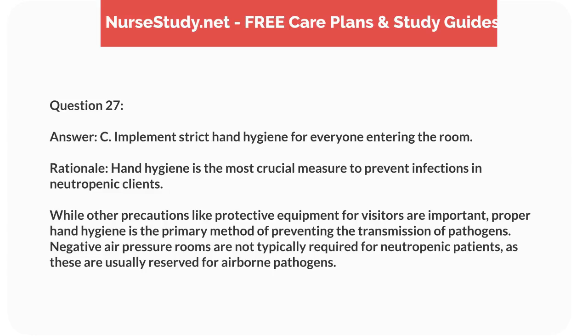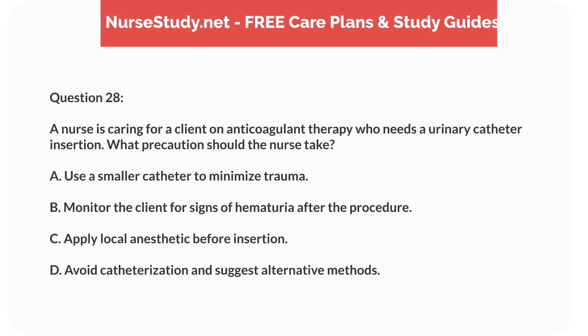airborne pathogens. Question 28. A nurse is caring for a client on anticoagulant therapy who needs a urinary catheter insertion. What precaution should the nurse take? A. Use a smaller catheter to minimize trauma. B. Monitor the client for signs of hematuria after the procedure. C. Apply local anesthetic before insertion. D. Avoid catheterization and suggest alternative methods.